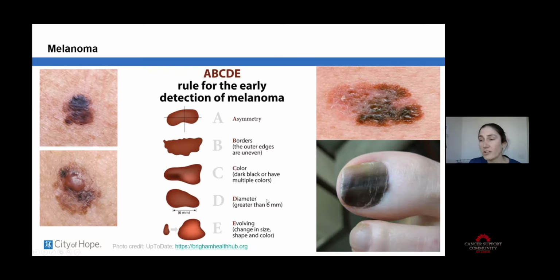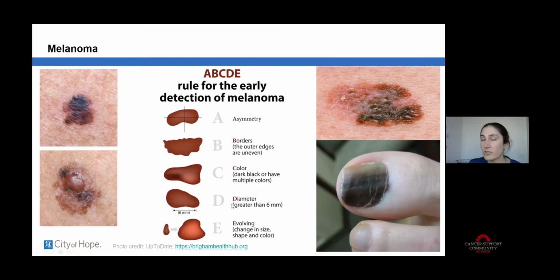C is for color, so having a dark black lesion or having multiple colors in a skin spot. You can see here there's a darker area here and then lighter here, over here in the top right. Again, there's an area that's lighter and another area that has darker areas. And this is also an example down in the bottom right of a melanoma that forms in the nail bed, and you can see a dark line that begins to grow out through the nail.